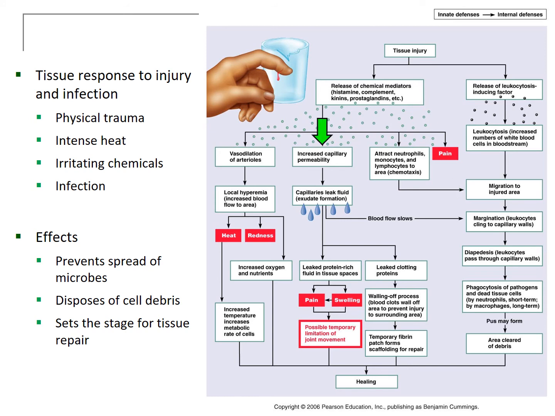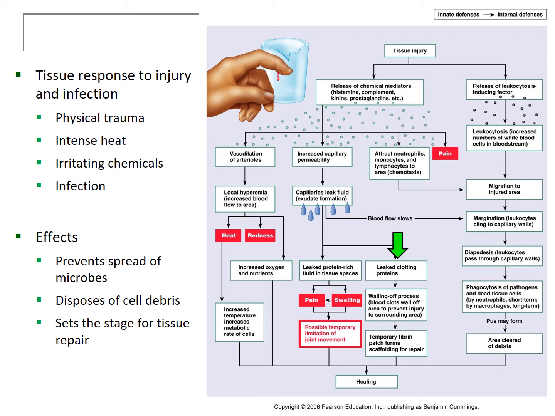Now, something else that happens at the same time is an increased capillary permeability. And so these capillaries are going to leak fluid, and this is called exudate formation. As a result, you're going to get slowing of the blood flow, which allows for easier margination by leukocytes and easier diapedesis by leukocytes as well.